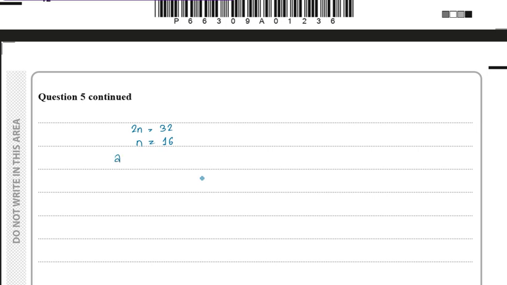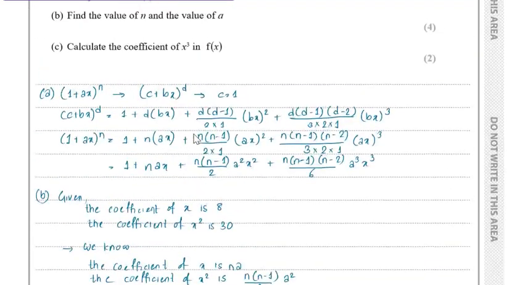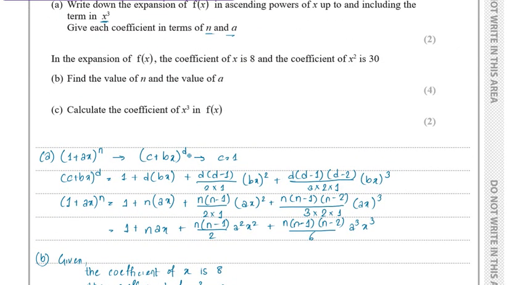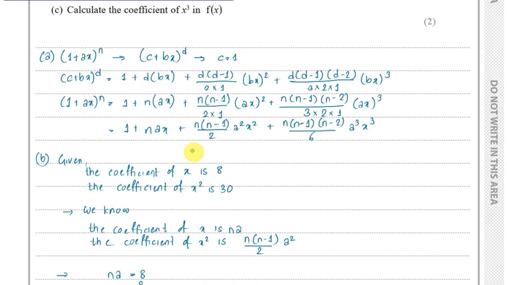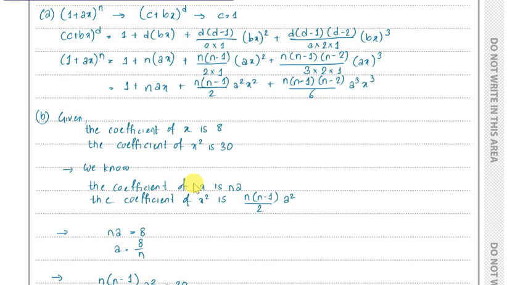And we already know that a is equal to 8 by n. So 8 by 16 is 1 by 2. We got the value of a and n here. And now they are asking us to calculate the coefficient of x cubed in f of x. So we know from the expansion in part A that the coefficient of x cubed is n multiplied by n minus 1 multiplied by n minus 2 divided by 6 a cubed.